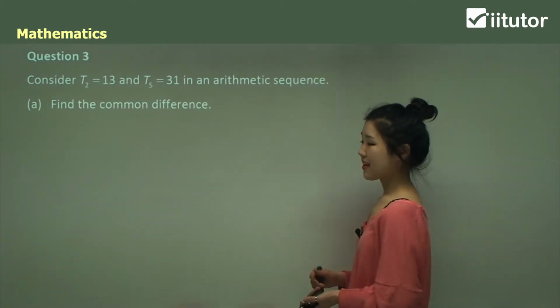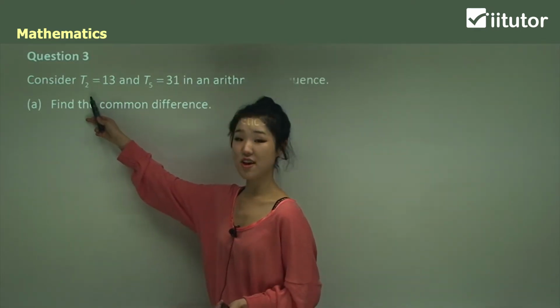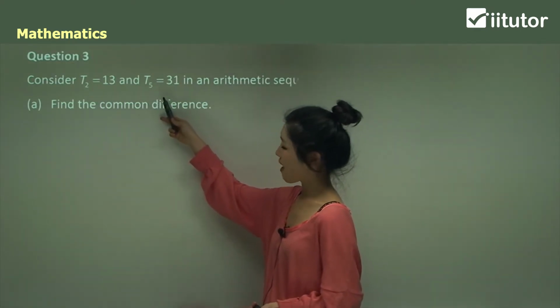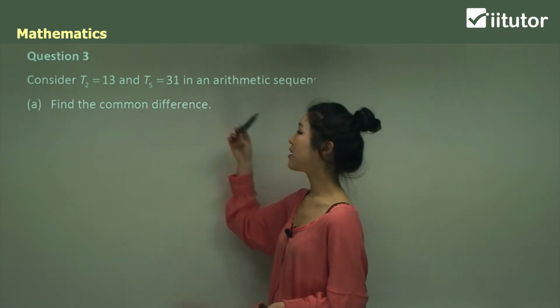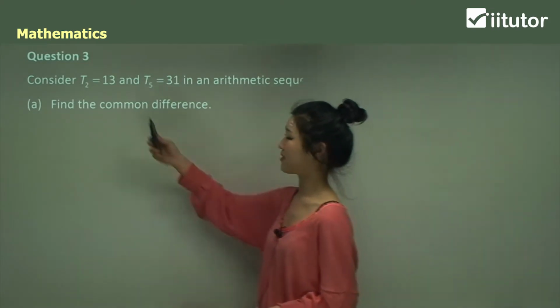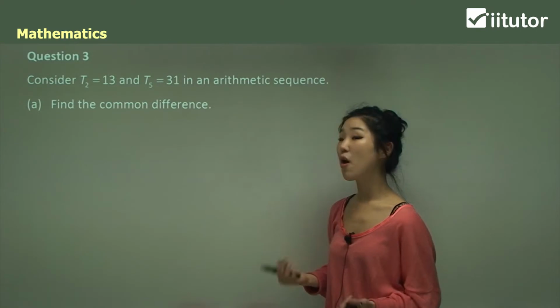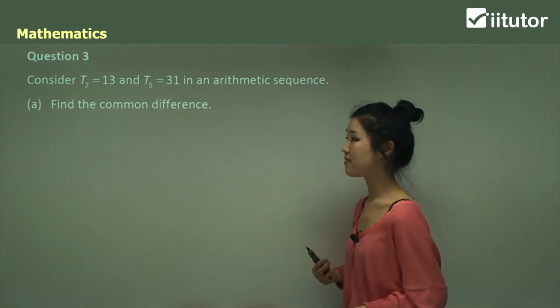So question 3 says consider T2 equals 13. They say term 2 is 13 and T5 is 31. So term 5 is 31 in an arithmetic sequence. This time they give us the second term and the fifth term. Now part A says find the common difference. So we need to find d.